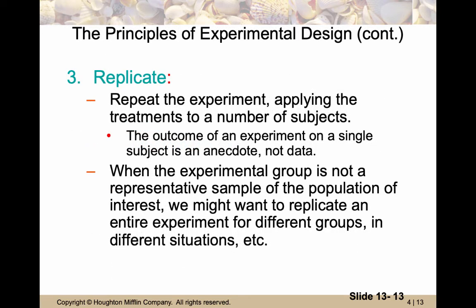The third principle is replicate. And there's actually two meanings of replicate. The one that we're interested in particular is repeat the experiment, applying the treatments to a number of subjects. The outcome of an experiment on a single subject is an anecdote. It's not data. It's just something interesting that happened once. So we want to have multiple subjects within our experiment.